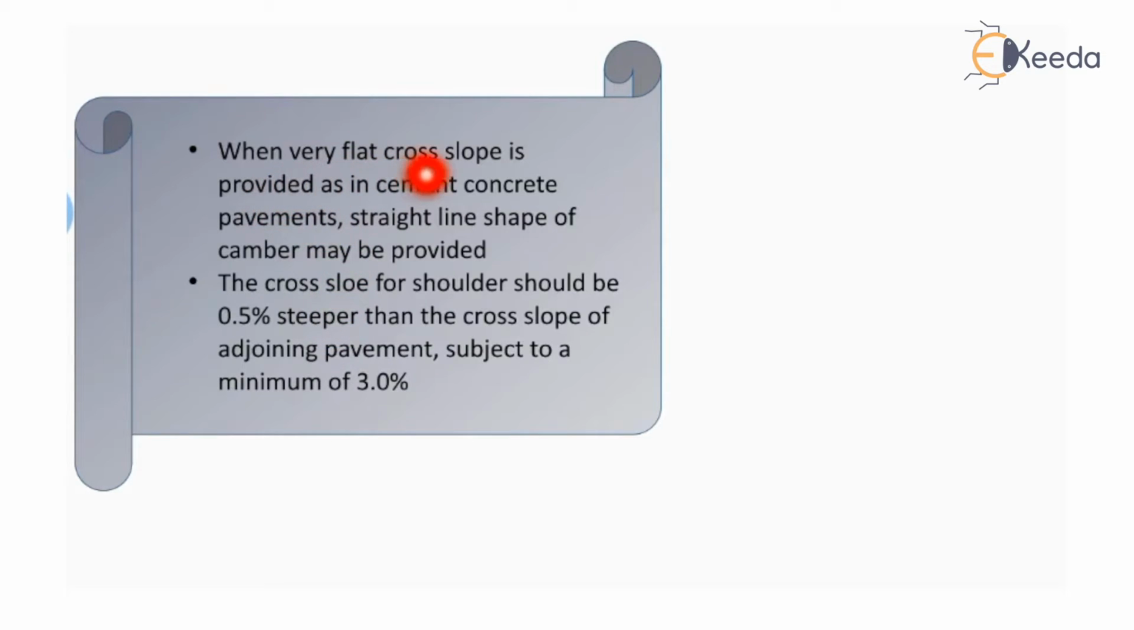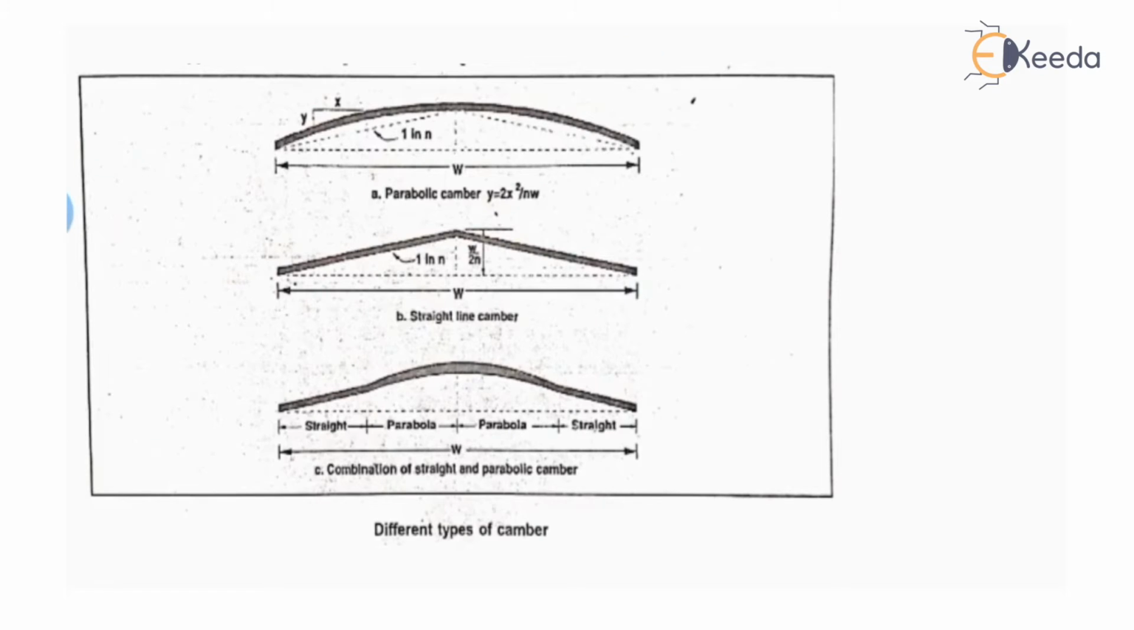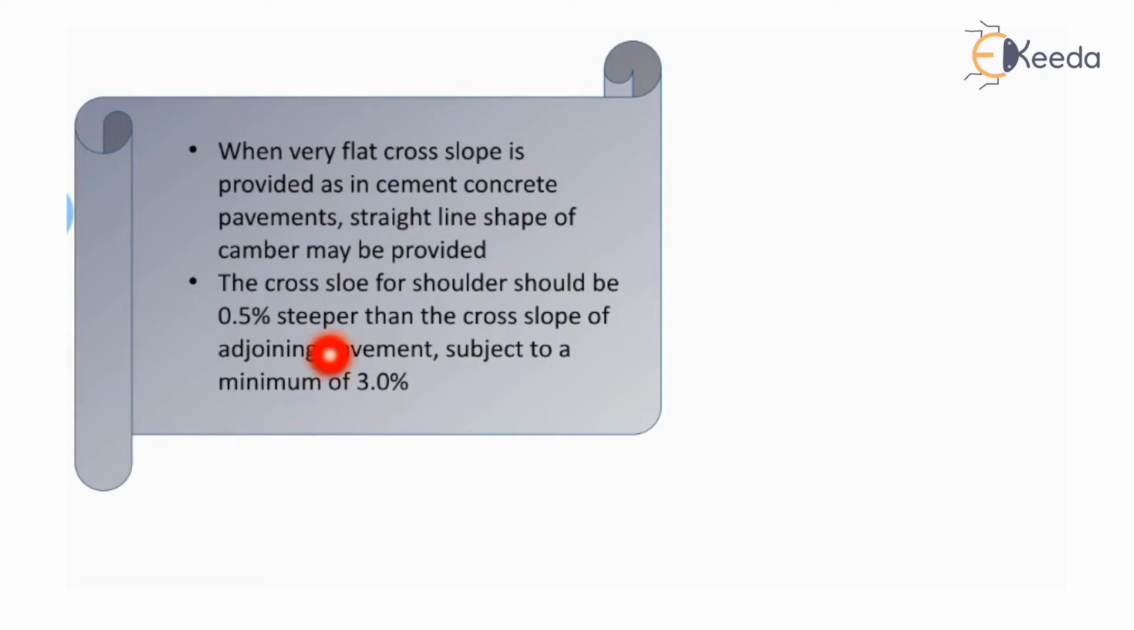When a very flat cross slope is provided, as in the cement concrete pavement, a straight line shape of the camber may be provided. This type of camber profile is adopted in rigid pavement, that is the CC pavement.